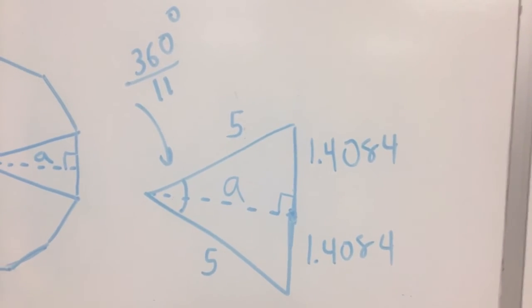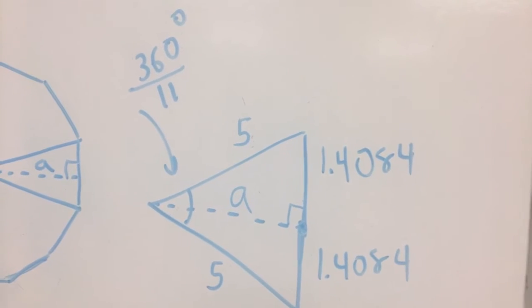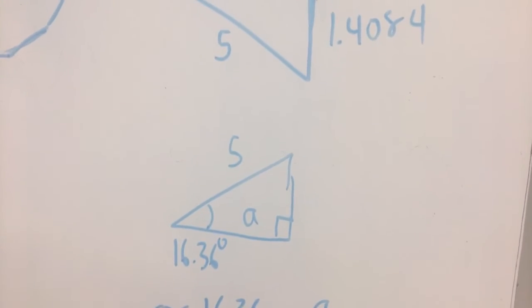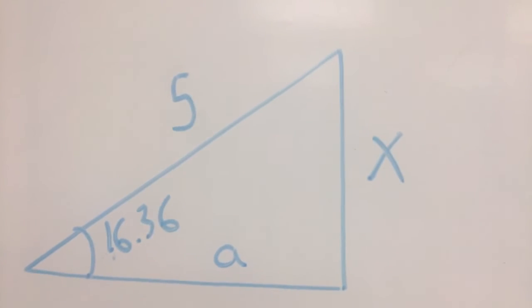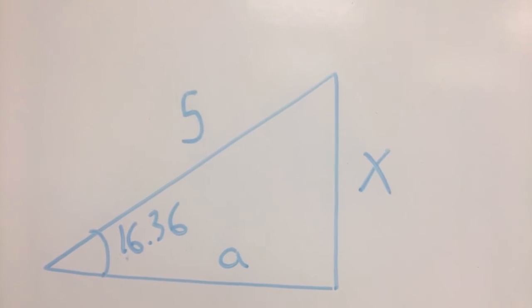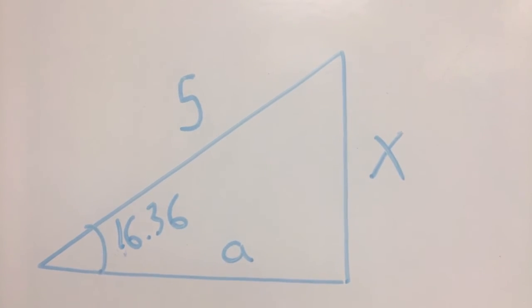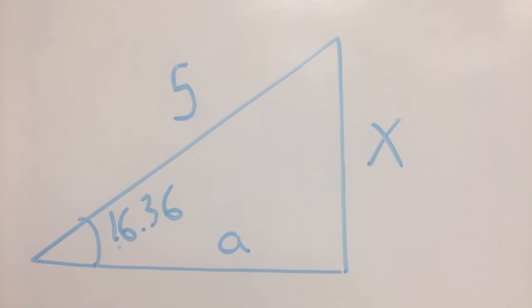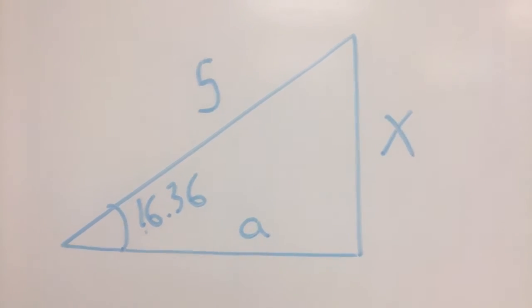All right, so what's the measure of the angle? Well, it's 360 divided by 11. Well, again, I want half of that. Just like I did over there, I'm going to take half of this triangle, move it over here like this, okay? Half of 360 divided by 11, and then you take half of that, and you get 16.36 degrees. And now, I would like to find the length of the apothem and the length of the side, all right?